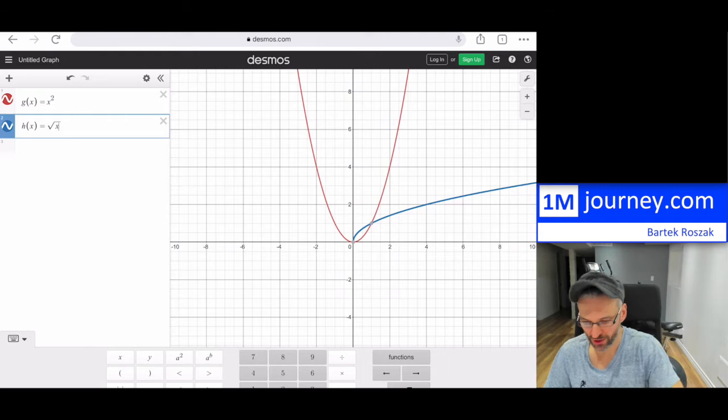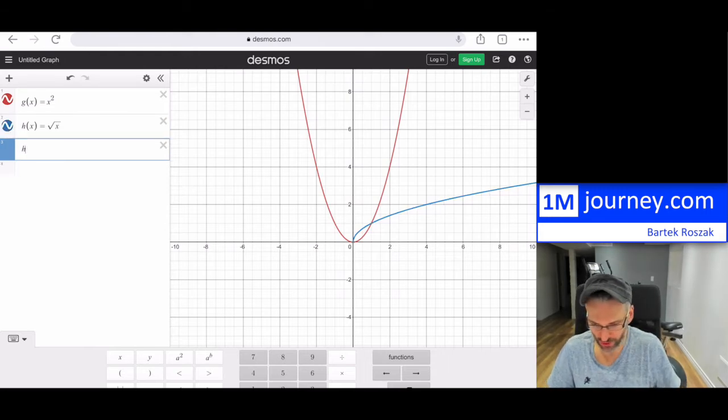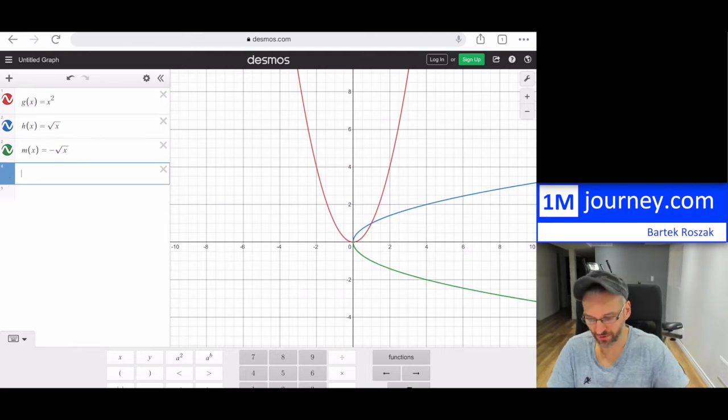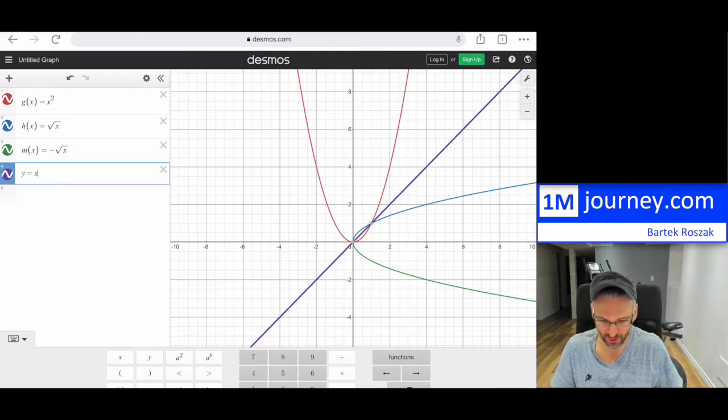But if I wanted to find it for all domains, you may remember you can do that. You can say, let's put this as m of x, and then we could have done the negative side so that we get the full parabola back. And for inverses, they're always reflected in the line y is equal to x.